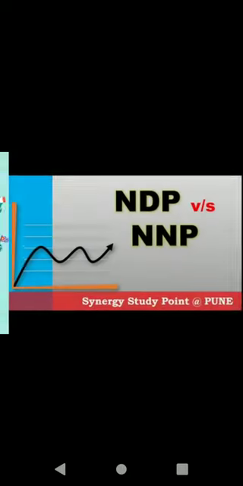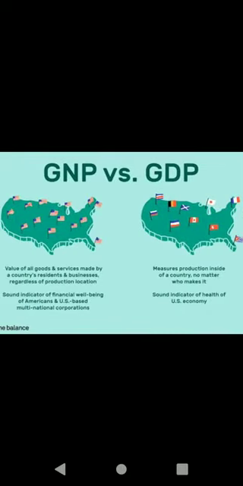So, GNP is equal to C plus I plus G plus X minus M plus NFIA. That is one formula for calculating gross national product. Okay, students, what was the formula for gross national product? That is C plus I plus G plus X minus M plus NFIA. Now, I'll clearly explain what the expansion of each is. C means consumption. I, investment. G, government expenditure. X minus M, X means export, M, import. NFIA means net factor income from abroad.